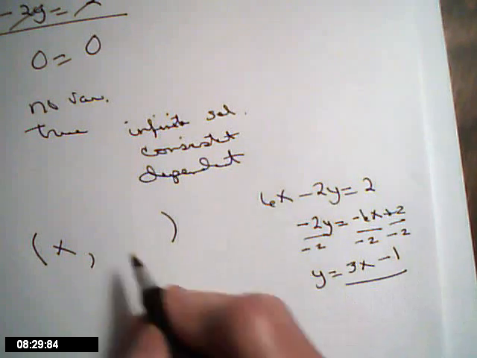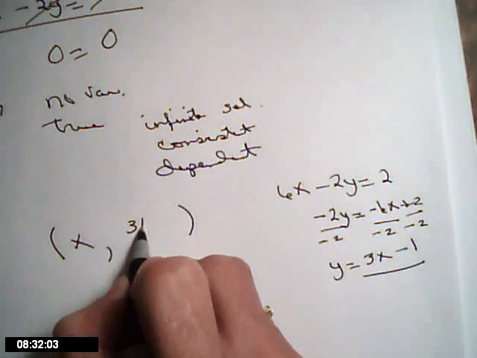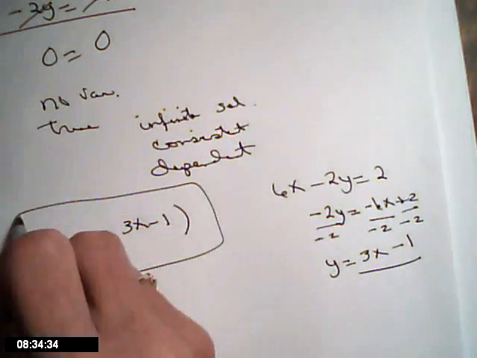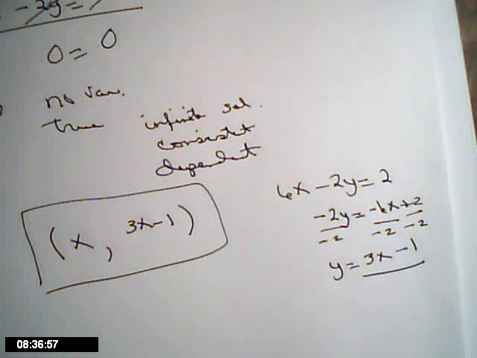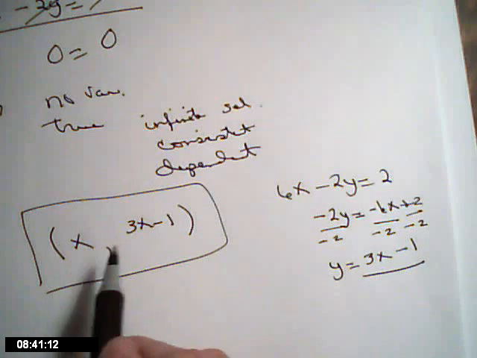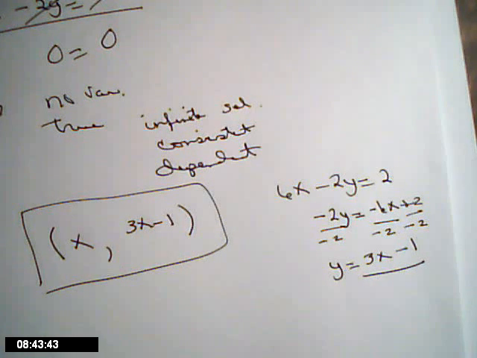Now remember that's y, so I'm going to write it right here. And this is what we're going to say our actual solution is. Now notice you don't have a true solution, but if you knew what x was, then you could solve for y, because there are many solutions.